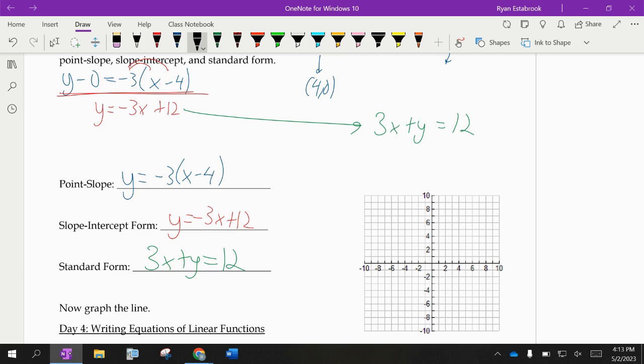So if I go back to this one, remember there's a point at (4, 0). Slope is down 3 over 1, or up 3, left 1. Those points are going to line up, and there is our graph.